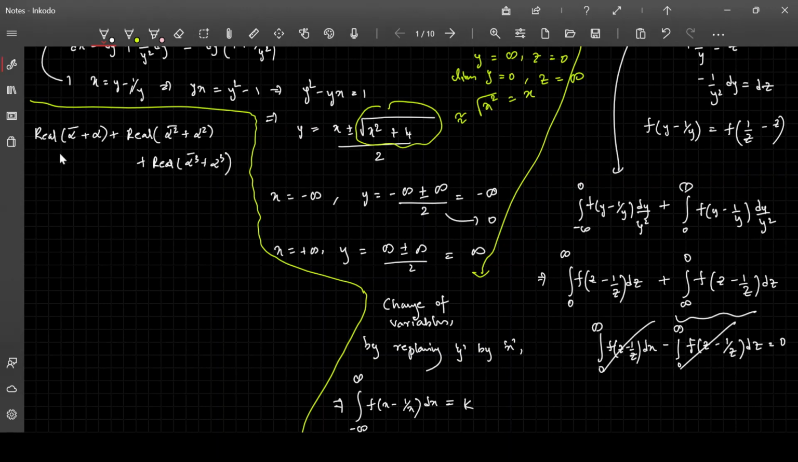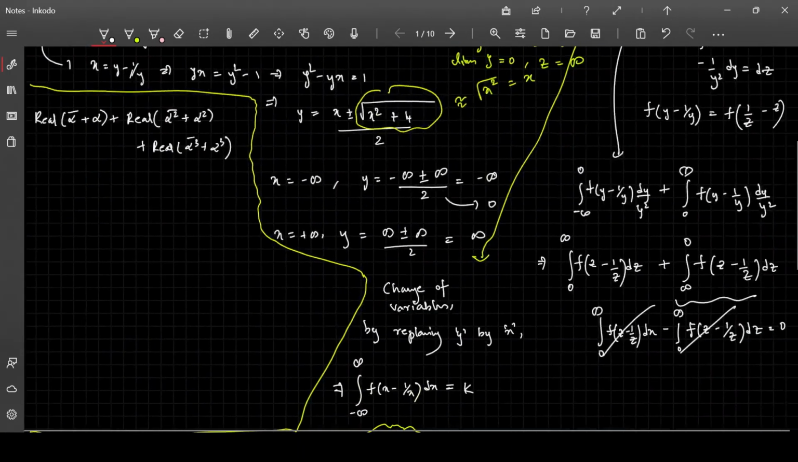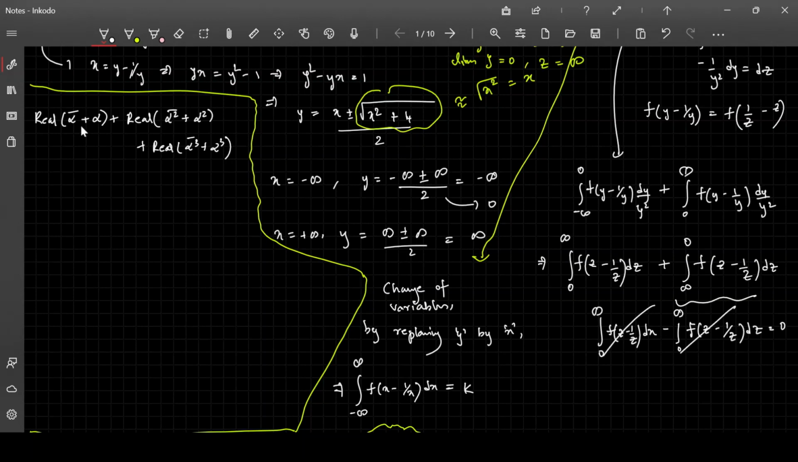And we know the value of alpha. What's the value of alpha? Cos 2π/7 plus i sin 2π/7. You can just add them up: cos 2π/7 plus i sin 2π/7 plus cos 2π/7 minus i sin 2π/7. So the real parts remain and the imaginary parts get cancelled. Finally we will be left with 2 times (cos 2π/7 plus cos 4π/7 plus cos 6π/7).